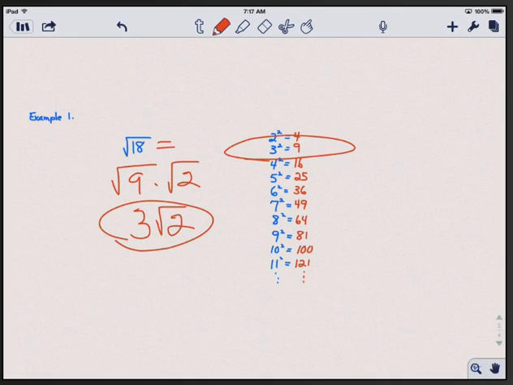And if you put 3 times square root of 2 into your calculator, and you put square root of 18 into your calculator, you will find that you get exactly the same answer, or an approximation for that value. So these two are exactly equal, but 3 times square root of 2 is in simplified radical form because now the radicand is 2 and there is no perfect square greater than 1 that divides into that.